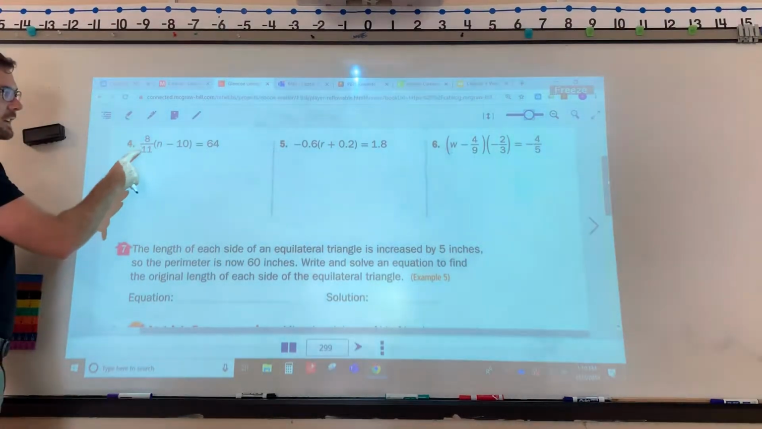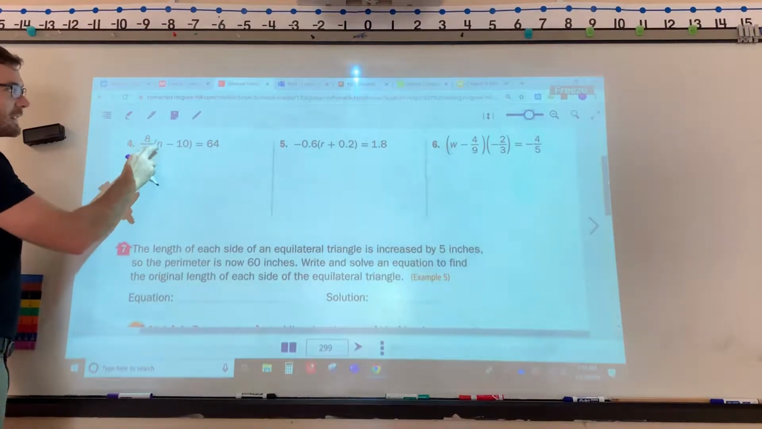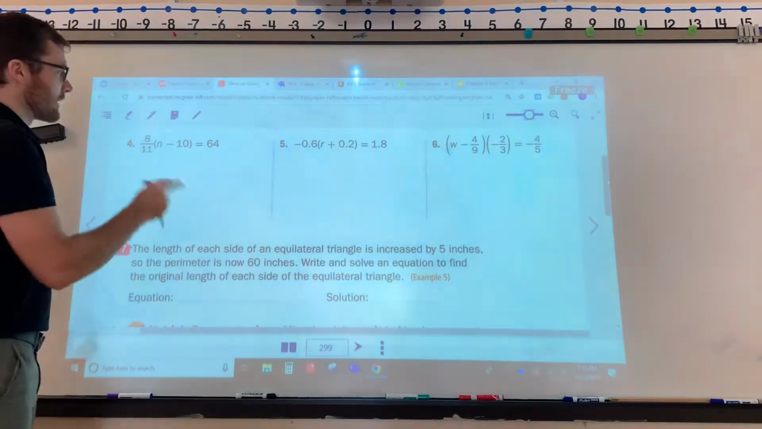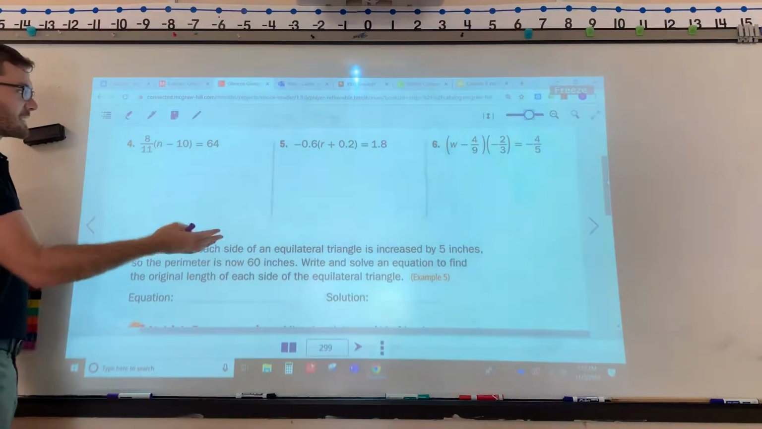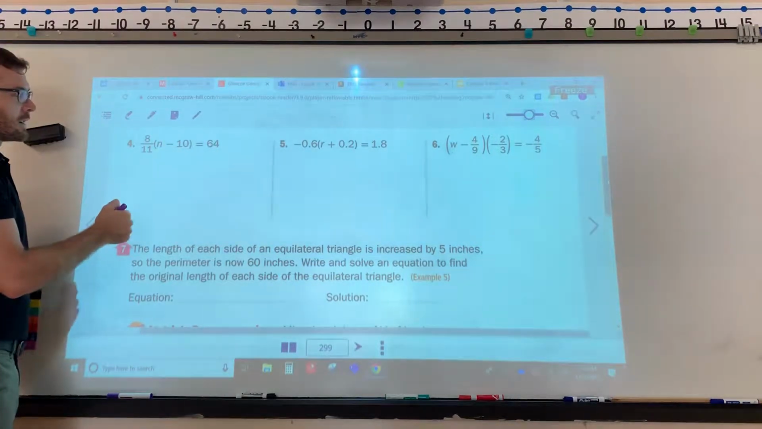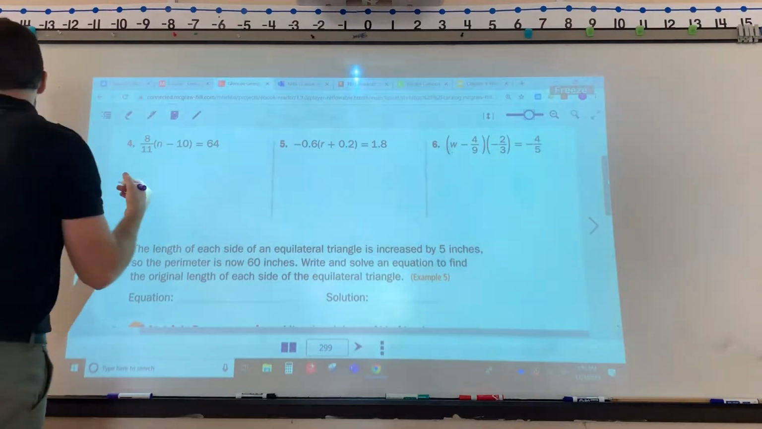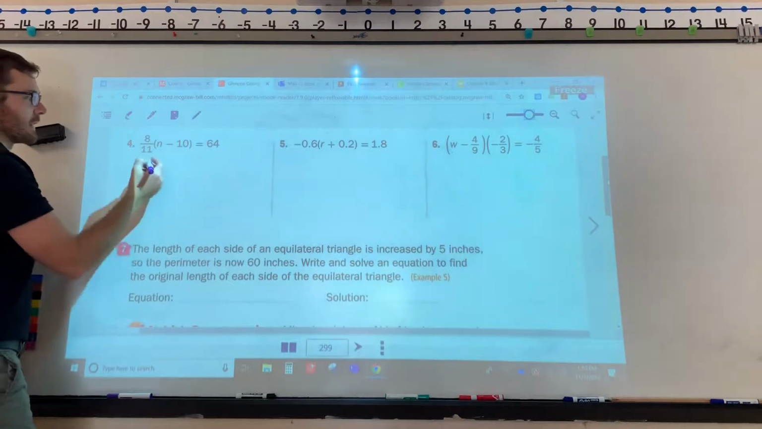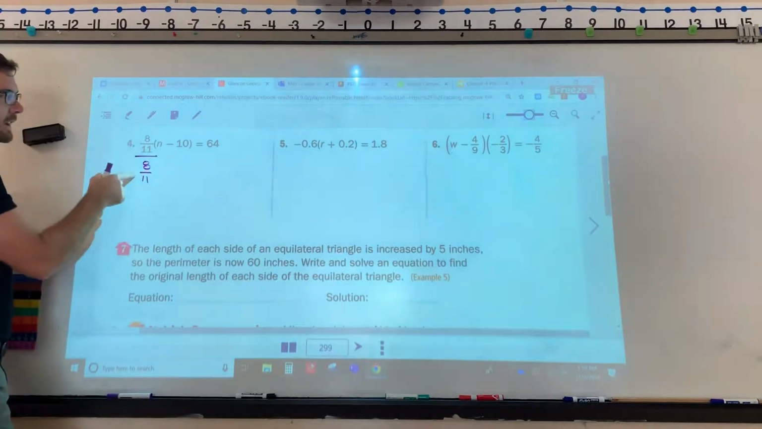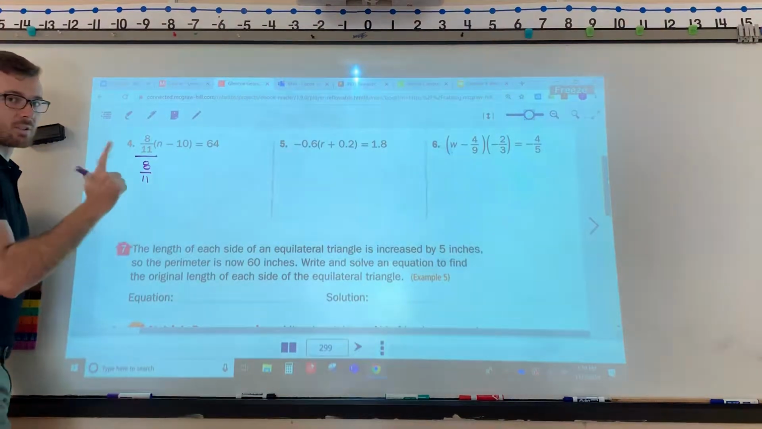This one we have 8/11ths times n minus 10 equals 64. There's a couple different ways we can do it. One way is the Kai's method, and one way is to distribute first. What I'm going to do is use the Kai's method and divide both sides by 8/11ths. 8/11ths divided by 8/11ths, anything divided by itself is 1.